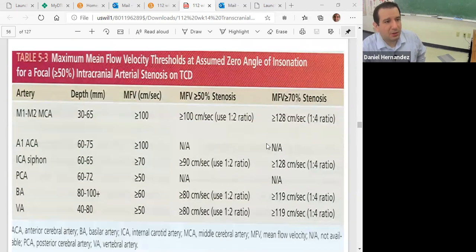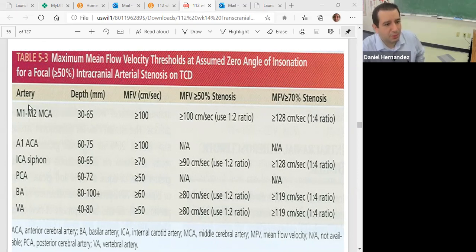So this is a chart showing our mean flow velocity thresholds for transcranial stenosis. This chart will be posted in pretty much any vascular lab where you're doing transcranial Dopplers. This is similar to that carotid velocity ratio chart that you'll see. For transcranial Doppler, our stenoses are broken down into greater than 50% and greater than or equal to 70% stenosis.